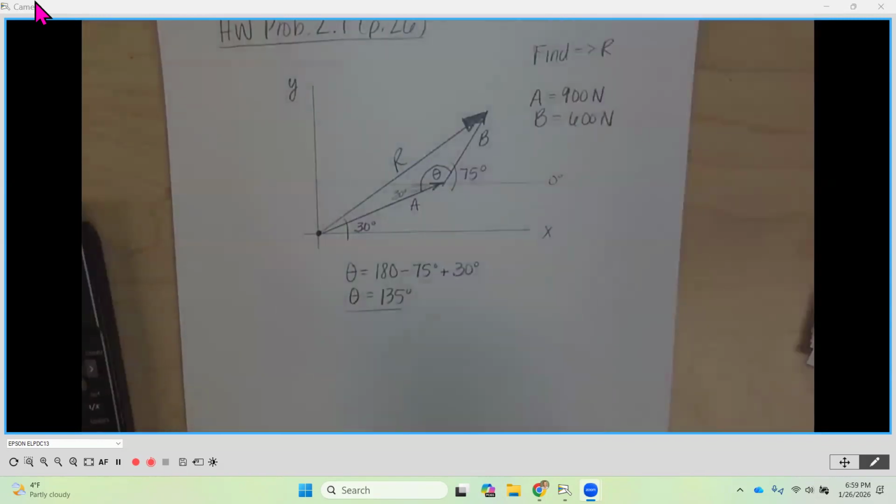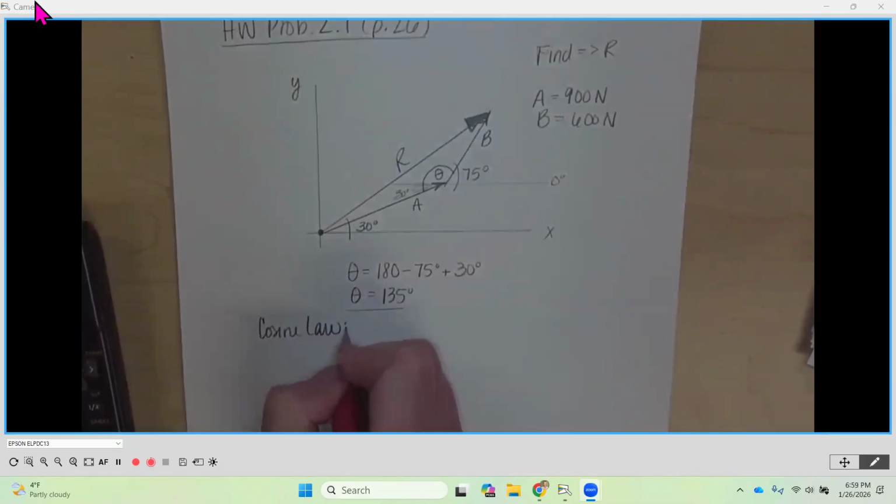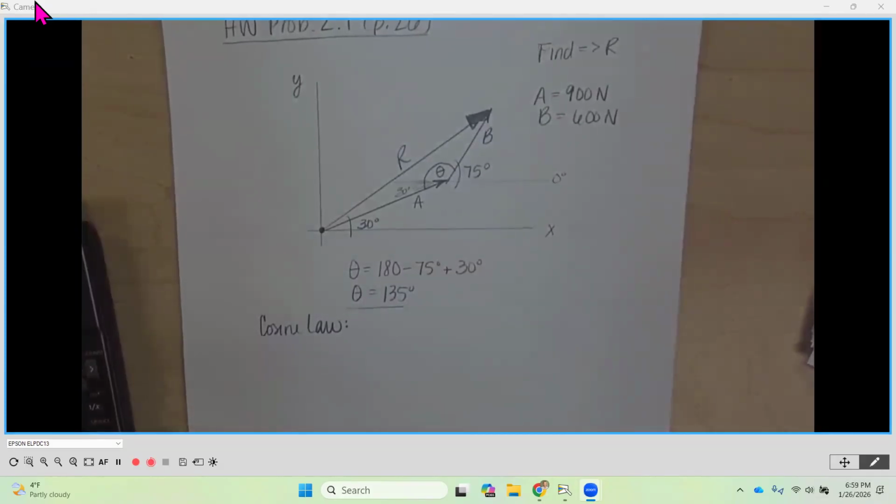So now let's use the cosine law to find that resultant. Whenever we write out and use an equation like this, we have to write it out in variable form first.